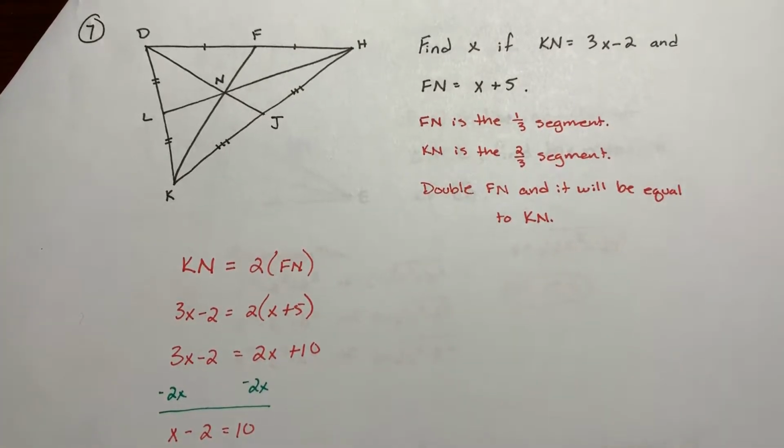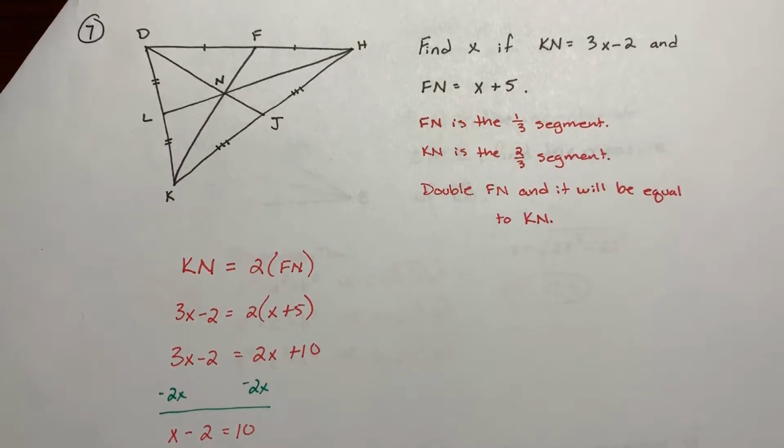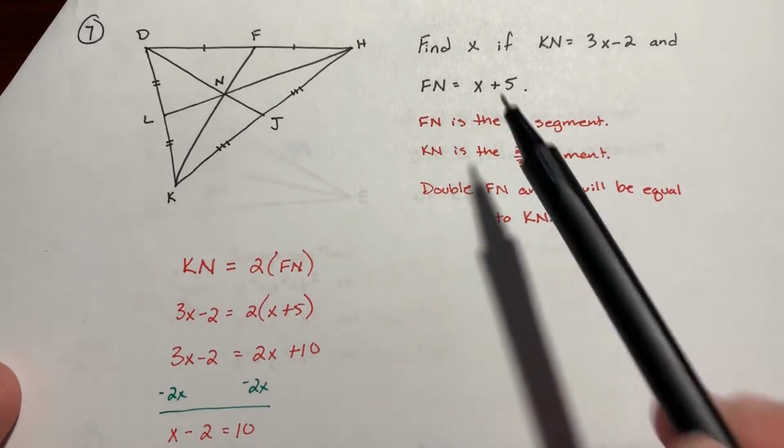Okay, practice problem number 7. So again, dealing with the medians, thinking about the properties of what a median and a centroid does. The median hits the opposite side, cuts it in half. The centroid causes the line to have a 1/3, 2/3 ratio. All right, so let's take a look at the information.